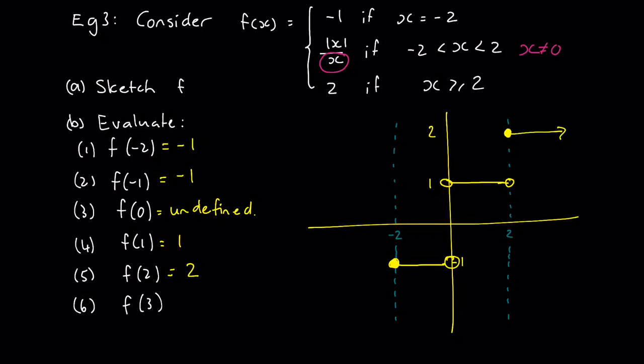And then lastly, f of 3, we're going to look at the value of 3, which would be here somewhere after 2, and clearly it is on this straight line where y is also equal to 2. So therefore f of 3 is defined at 2.